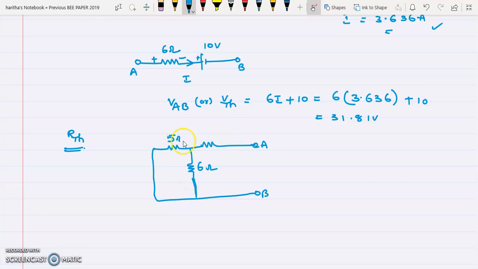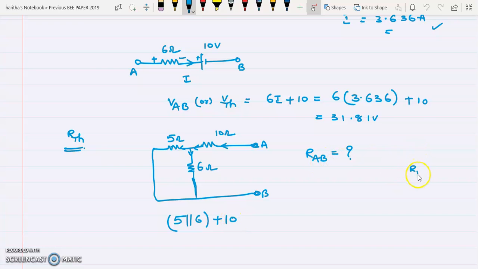This is 5 and this is 10 ohm. So between A and B terminals, again, you have to find out the equivalent resistance. If you see this 5 ohm and 6 ohm, suppose the current is passing like this. At this point, the current is dividing. 5 ohm and 6 ohm are in parallel. 5 parallel with 6, and that parallel combination is in series with 10 ohm. So you have to add 10.